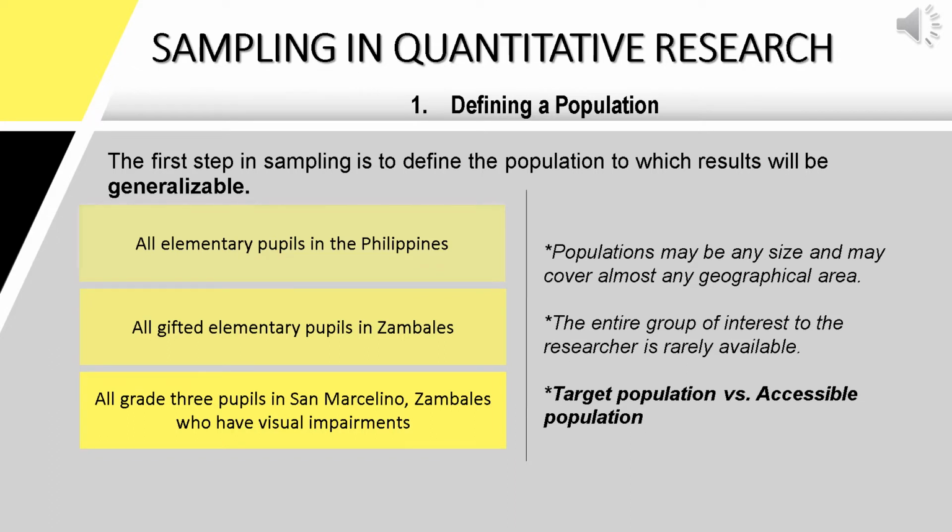So target population versus accessible population. For example, di ba? Sabi mo dito, all elementary pupils in the Philippines, pero ang kukunan mo lang is one province in all the regions. Di ba? O kaya naman, all gifted elementary pupils in Zambales, pero ang kukunan mo lang is 1 or 2 schools per district or 1 school per district. Diba? O kaya 1 school per municipality. Then sa school na yun, sample lang din ang kukunin mo. Okay.